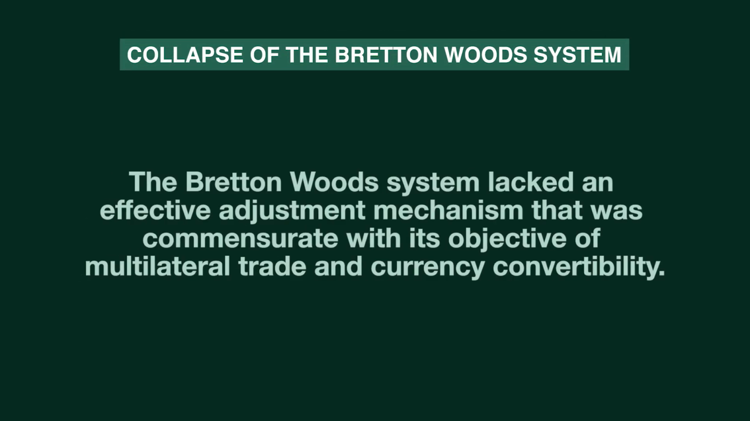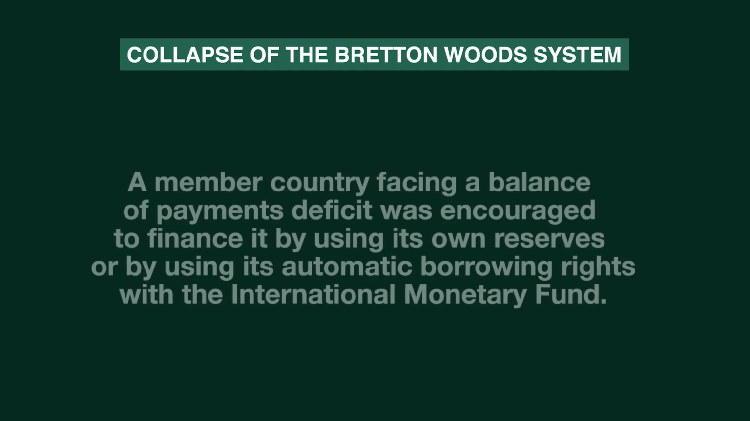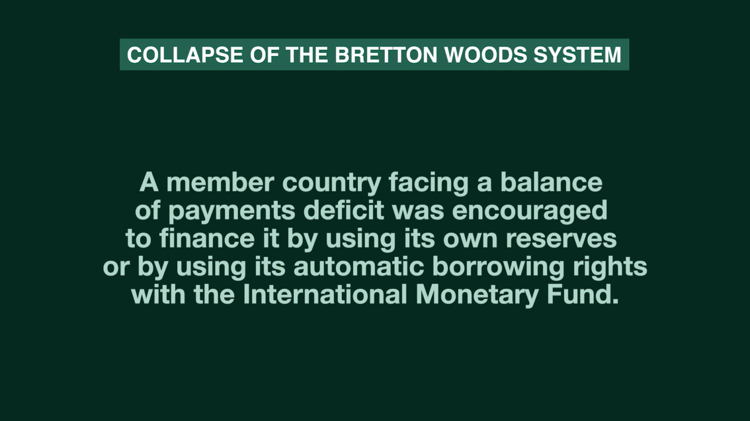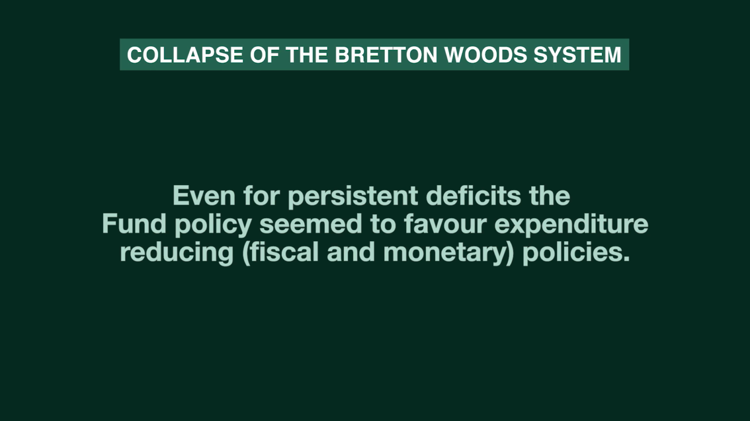The Bretton Woods system lacked an effective adjustment mechanism that was commensurate with its objective of multilateral trade and currency convertibility. There was frequent change in the exchange rates, and that made it really difficult. A member country facing a balance of payments deficit was encouraged to finance it by using its own reserves or by using its automatic borrowing rights with the IMF. Even for persistent deficits, the fund policy seemed to favor expenditure-reducing policies, that is, monetary and fiscal policies.